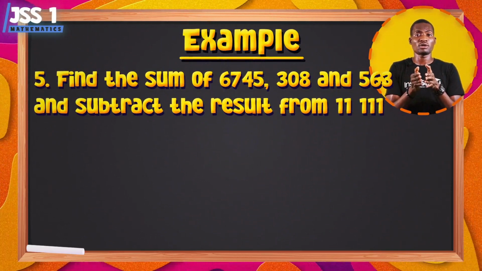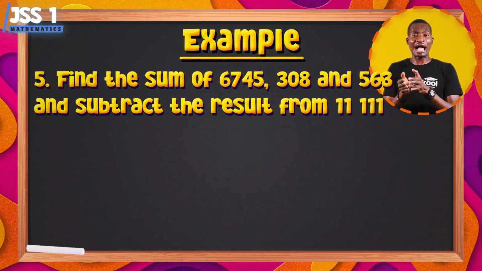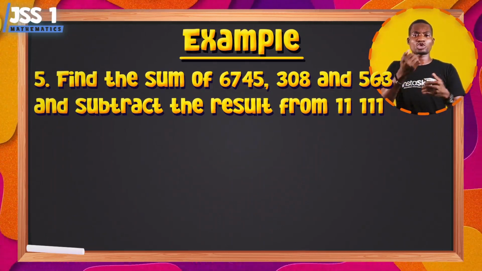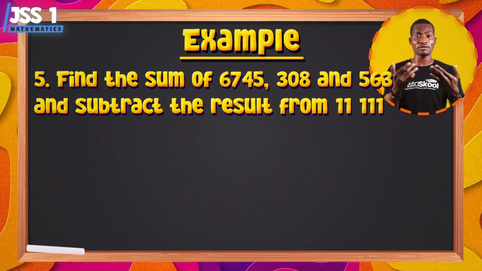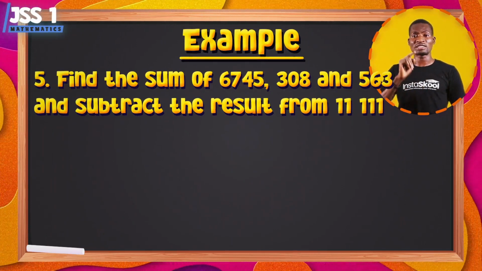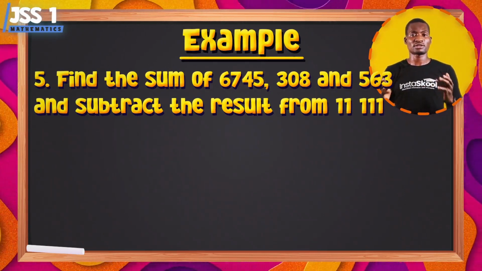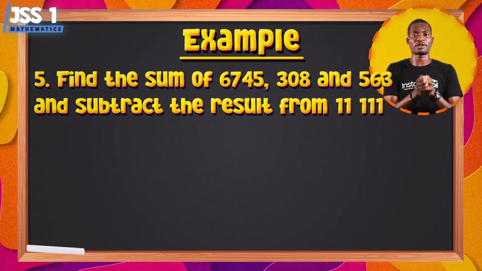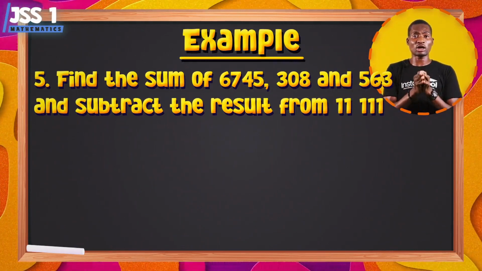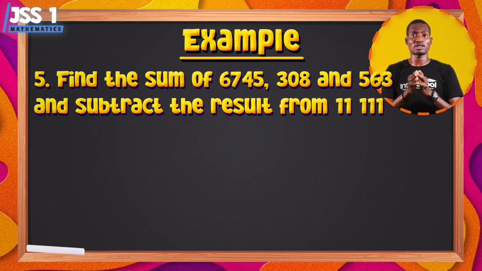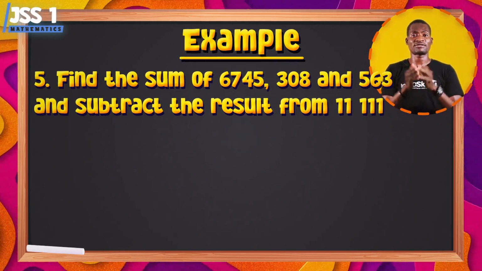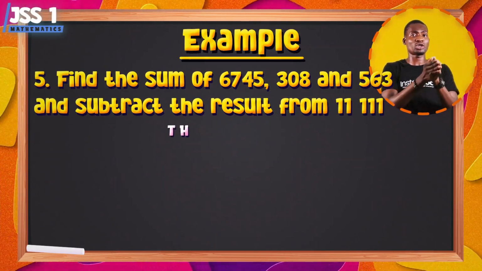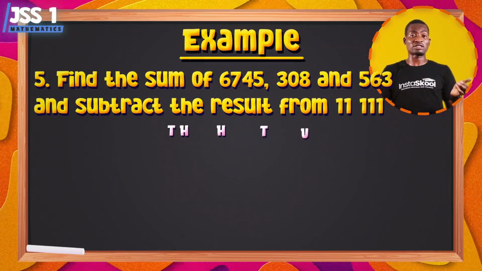6,745, 308, and 563. And then we have to subtract the result from 11,111. Same procedure, but this time we're going to do the addition first. So we're going to add 6,745 with 308 and then with 563. Same thousand, hundred, tens, and unit in place value.